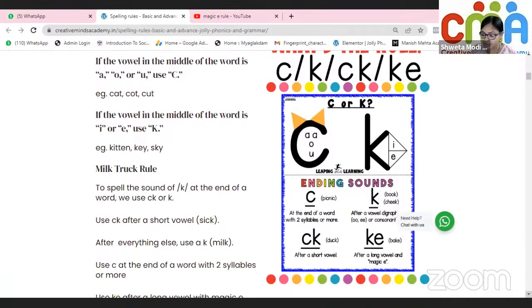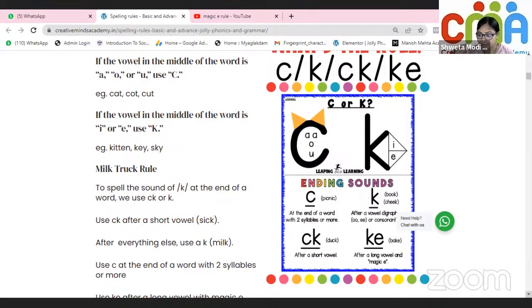Now, coming to the next. Yes. So C takes A, O, and U, and K takes I and E. Inside, yes, Priyanka, inside has two vowels, and here we can see the magic E. Okay. So C takes A, O, U, and K takes I and E.